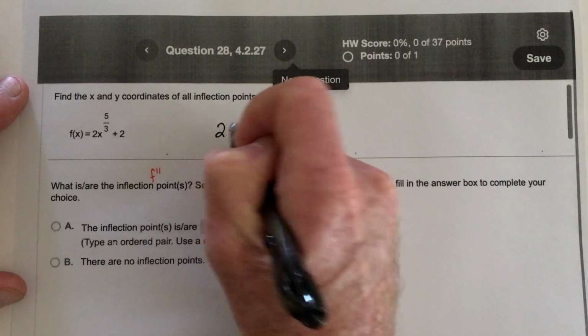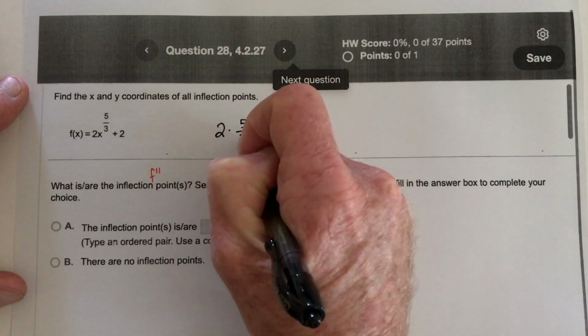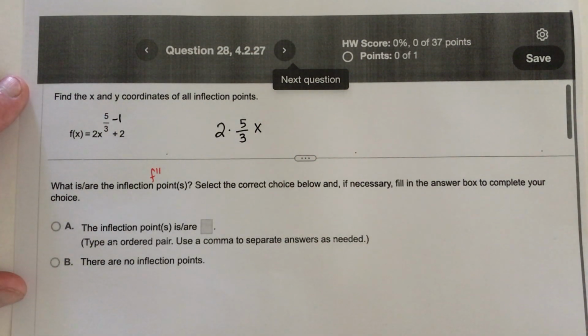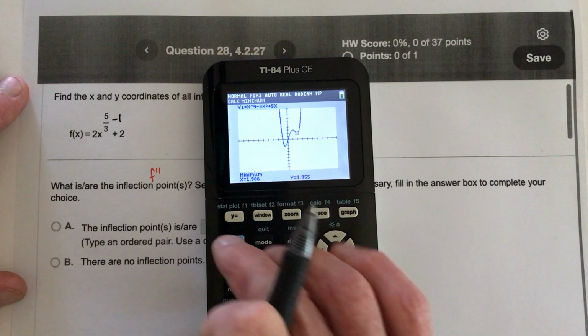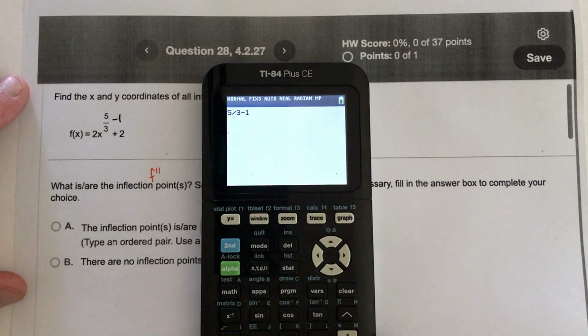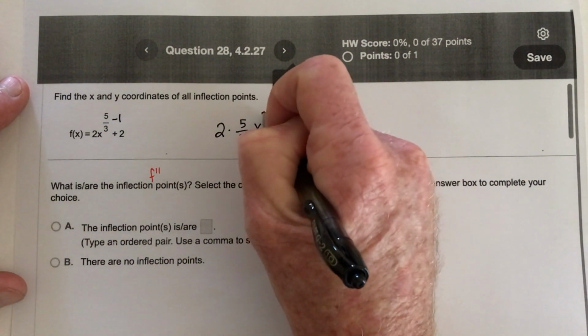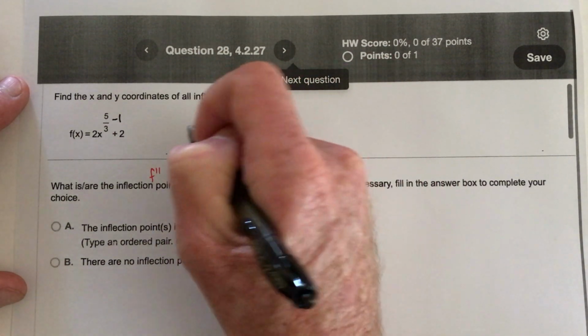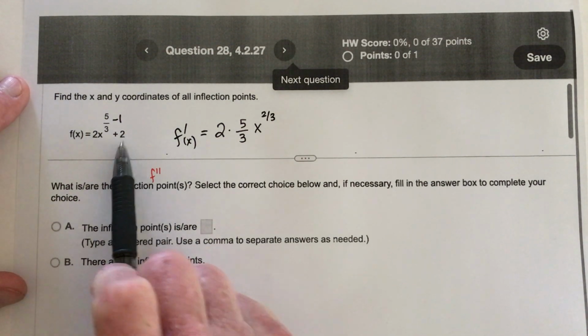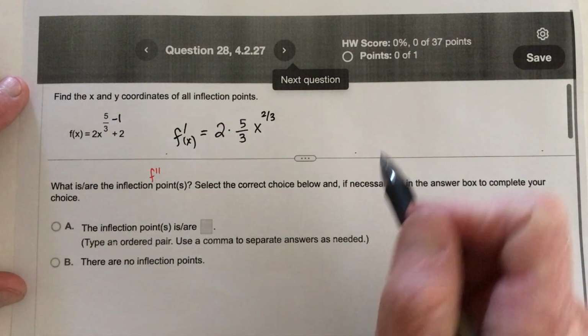So there would be the 2, and then take the 5/3, put it in front and multiply, and then subtract 1 from the exponent. And 5/3 minus 1, sorry, I just said 1/3 because I was grabbing my calculator. 5/3 minus 1, go to math, change that to a fraction, is 2/3. And then that is the first derivative. And the derivative of 2 is 0. That's why I didn't put anything right there.